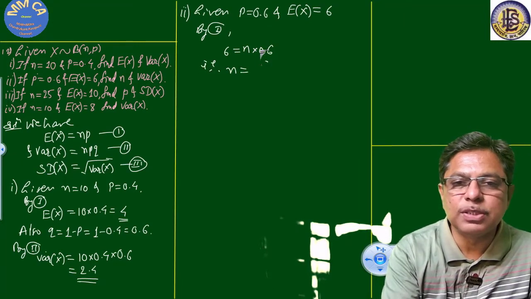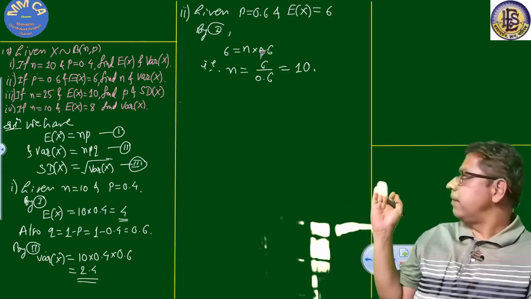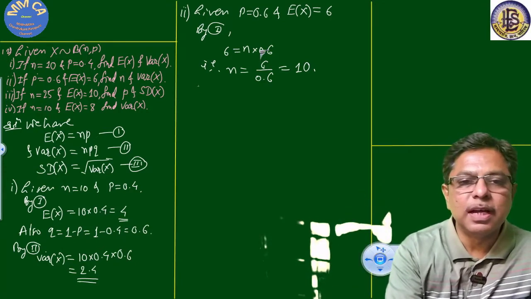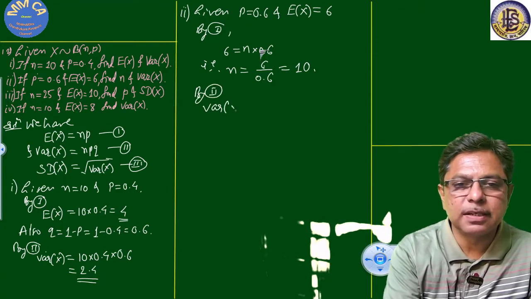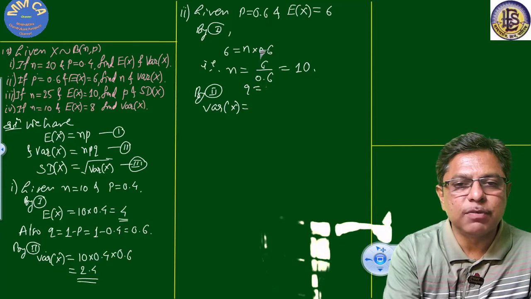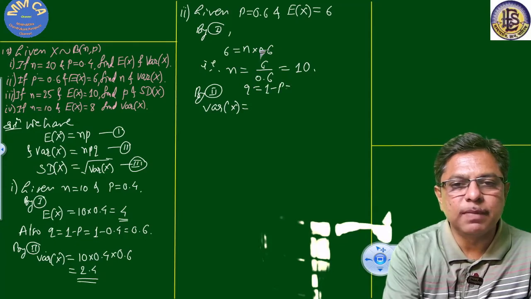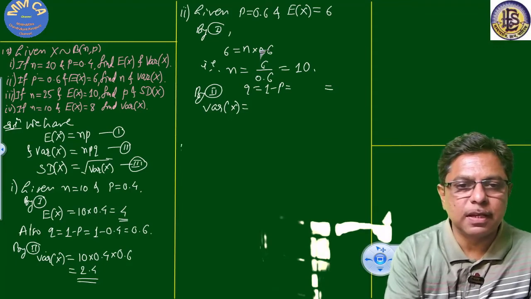And so we are getting n is equal to 6 divided by 0.6. This is 10. And secondly, we are asked to find variance of x. So I'm leaving this to the students. Variance of x is equal to, the formula is npq. So find the value of q there. q is equal to 1 minus p. Get the value of q, work this out and write the answer.